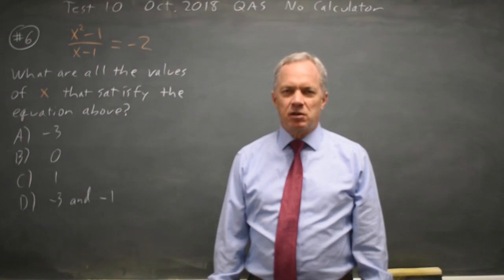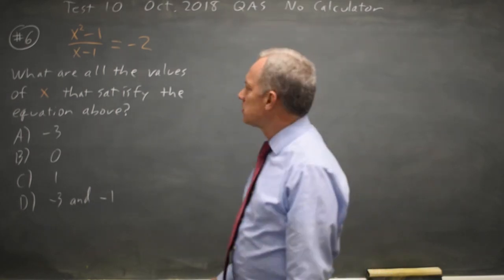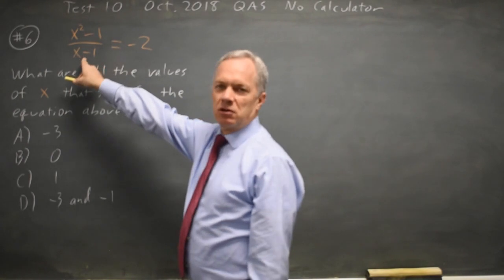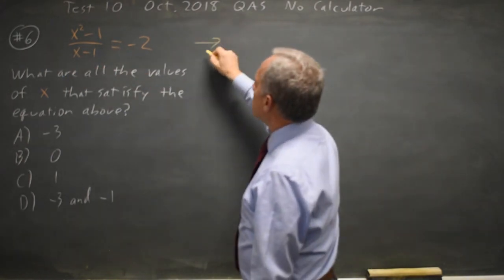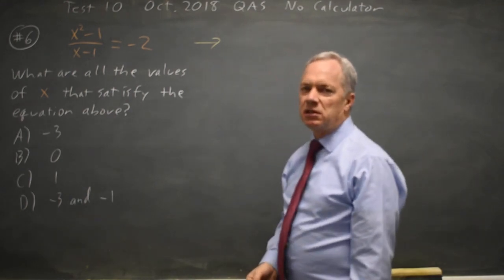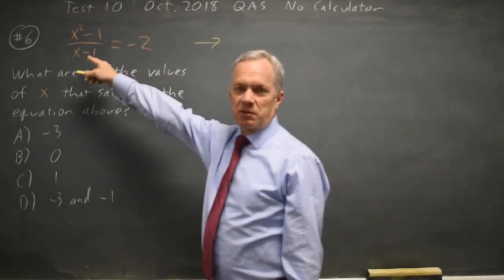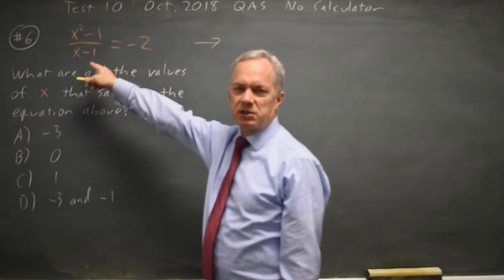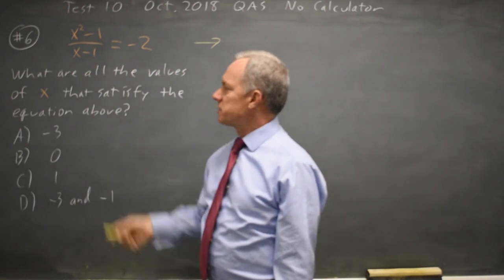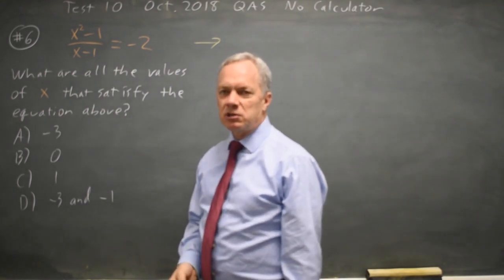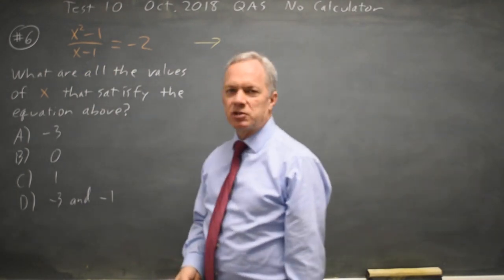This is question 6. College Board is asking us to solve a rational equation where we have a polynomial over another polynomial equals, in this case, a constant. And there's several ways to solve this. I can do it algebraically by cross-multiplying, multiply both sides by x minus 1. I can do it by factoring the x squared minus 1 and then canceling x minus 1's. Or I can do this by substituting in my answer choices.